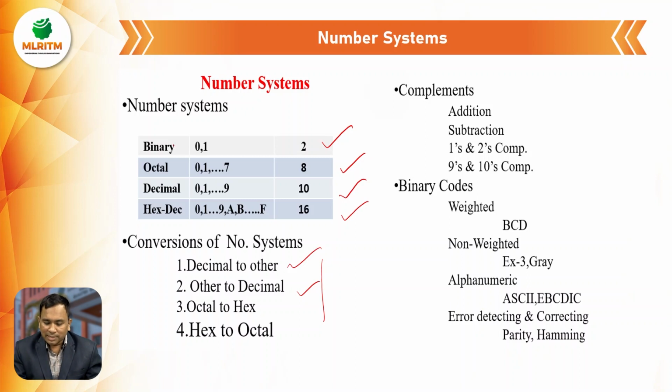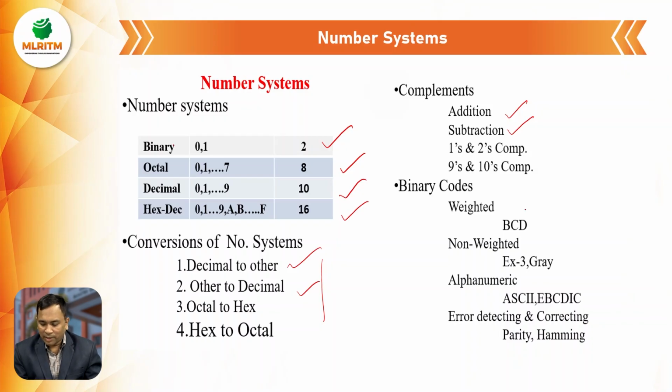Next, numbering systems are also classified in terms of complements of numbers. Complements are classified as 1's complement, 2's complement, 9's complement, and 10's complement. Before going to the complements of a number, I'm going to explain addition and subtraction. Addition and subtraction are implemented for binary numbers, zeros and ones. For example, 0 plus 1 is 1, and 1 minus 1 comes under subtraction. The plus symbol indicates addition of binary numbers, and the minus symbol indicates subtraction.